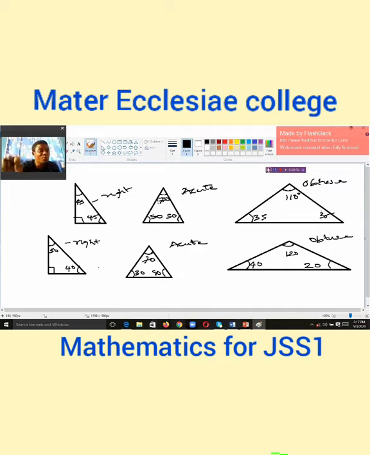So these are some hidden facts that you need to know on triangles. That a scalene triangle may be a right angle triangle, it may be acute, it may be obtuse. An isosceles triangle may be an equilateral triangle. It may be a right angle triangle. It may be an acute angle triangle. It may be an obtuse angle triangle. So that's it.